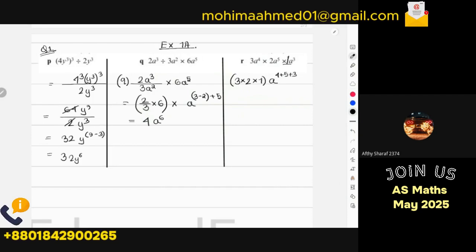How can I add the values? Because remember, you do not work with the coefficients, you work with the base: a power 4, a power 5, a power 3. They may have different coefficients. Coefficient means the number that is written beside the alphabet, like 3 is the coefficient of a power 4.